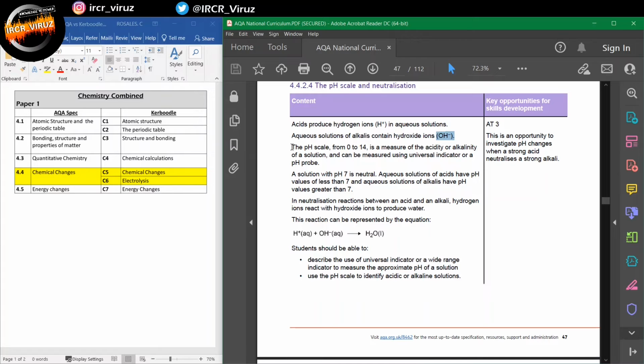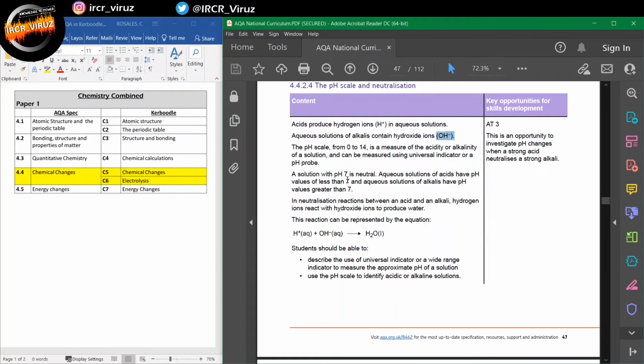The pH scale, from 0 to 14, is a measure of the acidity or alkalinity of the solution, and can be measured using a universal indicator or a pH probe. The universal indicator is basically that green liquid that will change color depending on what you're adding. If you add it to acid, it goes orange, yellow, or red, or maybe sometimes even pink. If you add it to something that is alkali, it will go from light blue to dark blue all the way to purple.